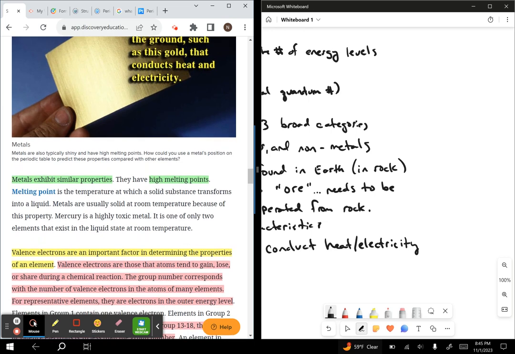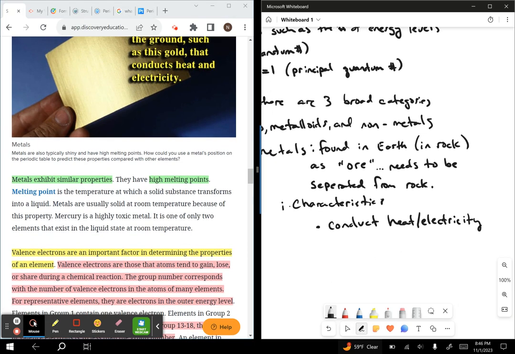Metals exhibit similar properties. What else can we say about them? They require a lot of heat to melt. They have high melting points. Get them hot enough, and eventually they can go from a solid into a liquid. Get them even hotter, and you could potentially turn them into a gas, right?